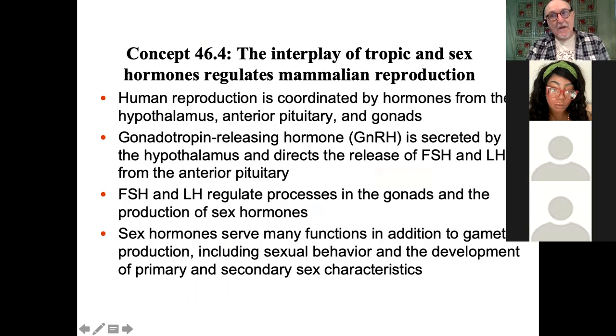All of that, the 28-day cycle of producing an ovum every 28 days, is under hormonal control, and under very complex hormonal control, but it is largely driven by the hypothalamus. And the hypothalamus releases hormones which stimulate the pituitary, which then releases hormones which stimulate the gonads.